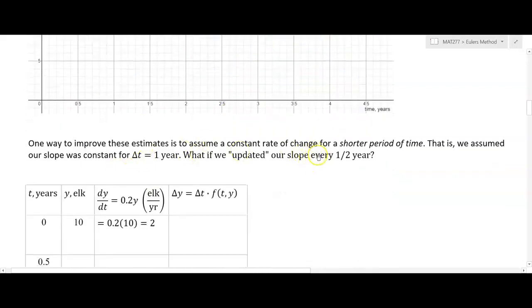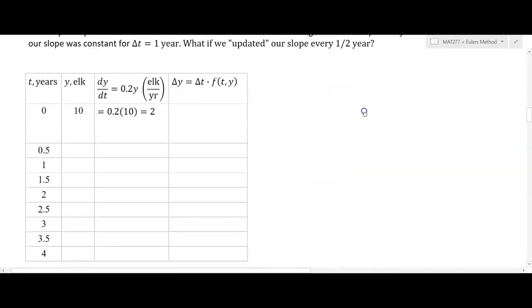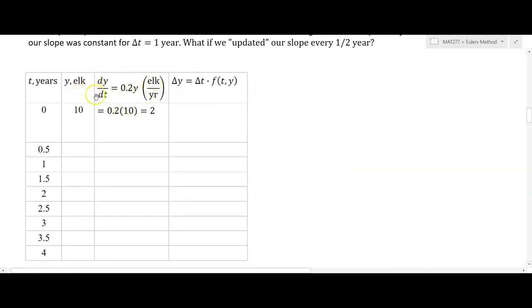One way to improve these estimates is to assume a constant rate of change for a shorter period of time. That is, we assumed our slope was constant for delta t equals 1 year. What if we updated our slope every half a year? Well, if we did that, we have to be a little bit cautious because remember that dy dt, as we said earlier, is per 1 unit of time. So this is still 2 elk per 1 year.